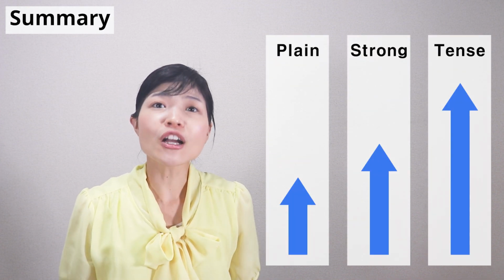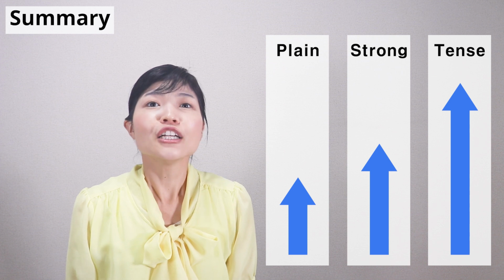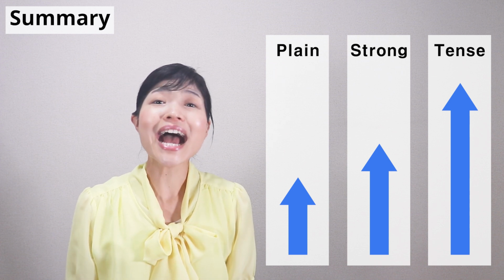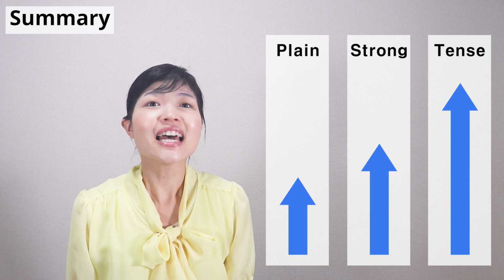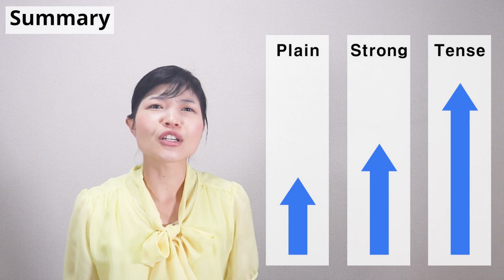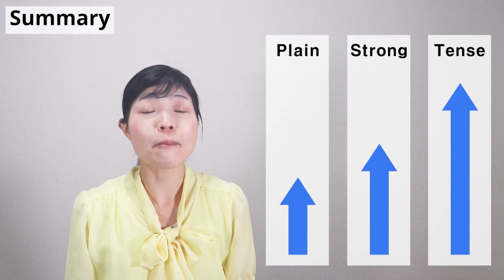Okay? To summarize, when you pronounce plain consonants, the tissue doesn't swing so much. But for the strong consonants, tissue swings a lot. For tense consonants, it is like you hold your breath in your throat to pronounce, so the tissue does not move so much. When it comes to the pitch, plain consonants are neutral. Strong consonants are a little bit higher than plain consonants, and the tense consonants have the highest pitch among all.